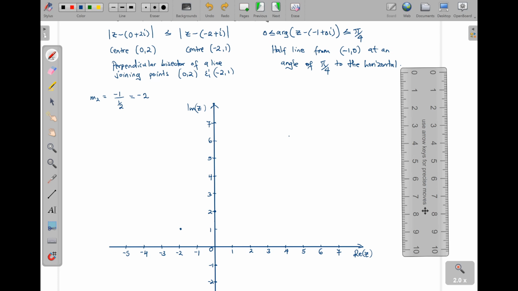-1 and 1.5, probably there. So I'm going to let this be my point where the line is going to pass through. That is the midpoint. Then I'm supposed to move, since this is -2, this is a line that comes like this. So -2, I'll take it as 2 units up, then 1 unit down.